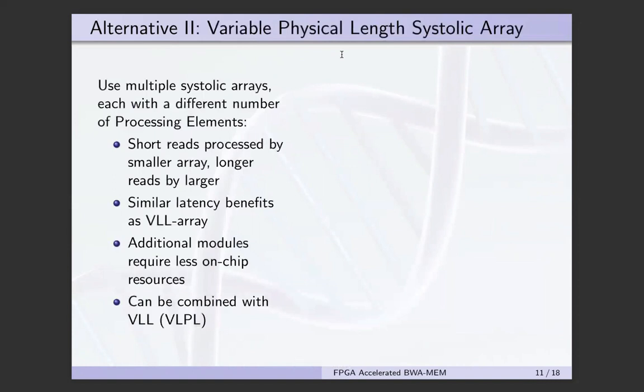The other solution is having variable physical length systolic arrays, which means that we can create multiple systolic arrays on the FPGA with multiple different sizes. In this case, short reads will be processed by smaller systolic arrays, while longer reads will be processed by the longer systolic arrays on the FPGA.